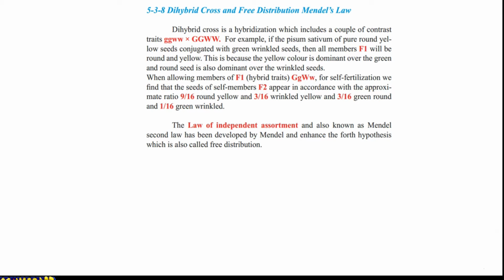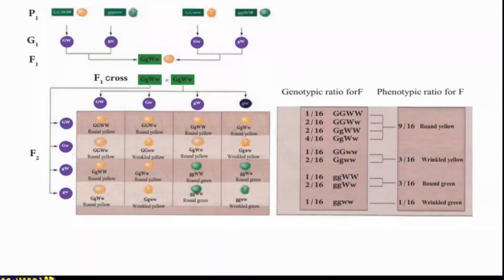For example, if the Pisum sativum with pure round yellow seeds is crossed with another wrinkled and green colored organism, all the resulting organisms are round and yellow. Why? We know the trait which appears in the F1 generation is dominant. So it means yellow and roundness are dominant over green and wrinkled.